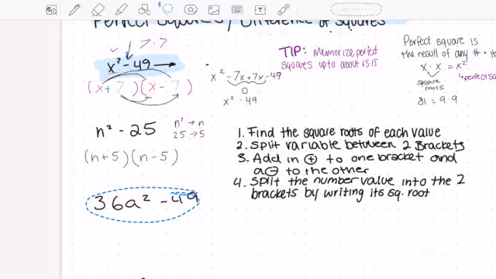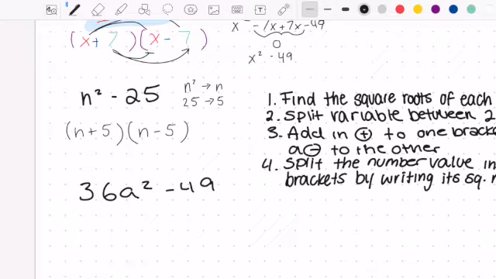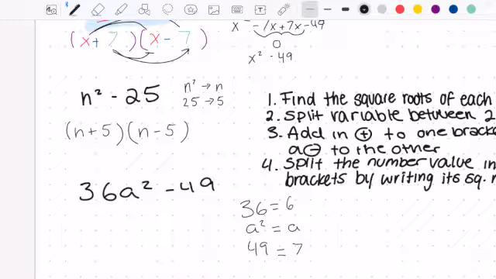Okay, let's do this one. 36a squared minus 49. This one gets a little bit more complicated. Here, I need to find the square roots of 36, a squared, and 49. Well, we've already done 49. I know that that one's 7. And I know that a squared is going to be a. And then 36, if you know your perfect squares, you know that 36 is 6 times 6. And so you can put that there.